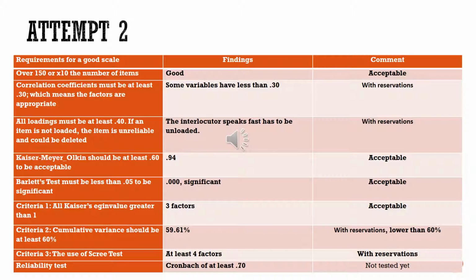the Kaiser eigenvalue is also acceptable with 3 factors, but then there is a slight difference with regards to the cumulative variance. It's actually 59.61 at present, which is pretty much close to 60%, but we still have reservations with that. But the use of the scree test, it's showing 3 factors, and we still have reservations with that as well. So what we have to do is to delete the unreliable item and then redo the analysis again.